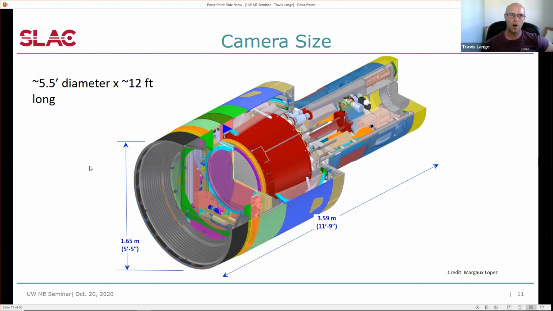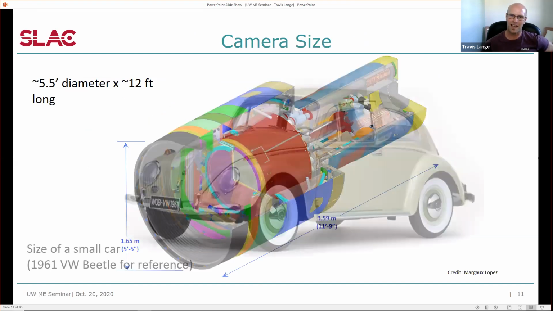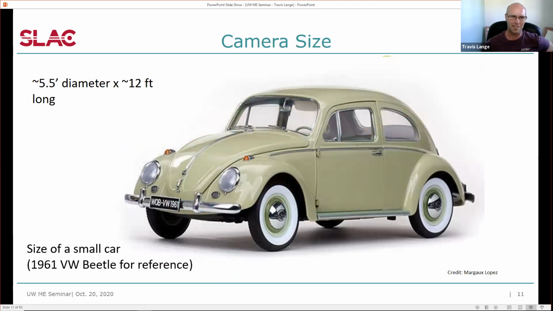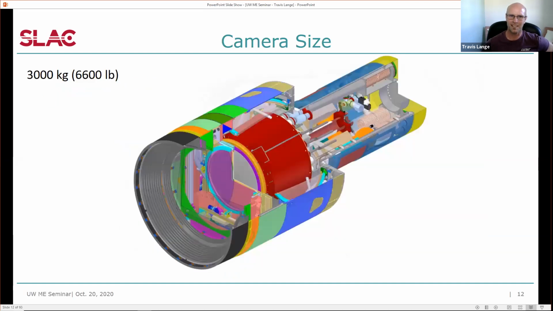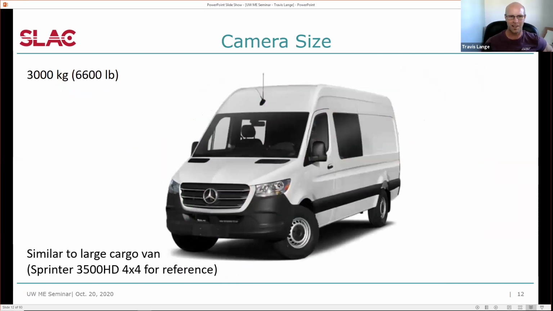So this thing is a large camera. It has a big focal array of CCDs. It's hard to imagine a camera 5.5 feet in diameter by 12 feet long. If I were to do something equivalent sized, it's about the size of a small car, but it's a little bit more dense than a small car. At 6,600 pounds, it's more like a really large cargo van.